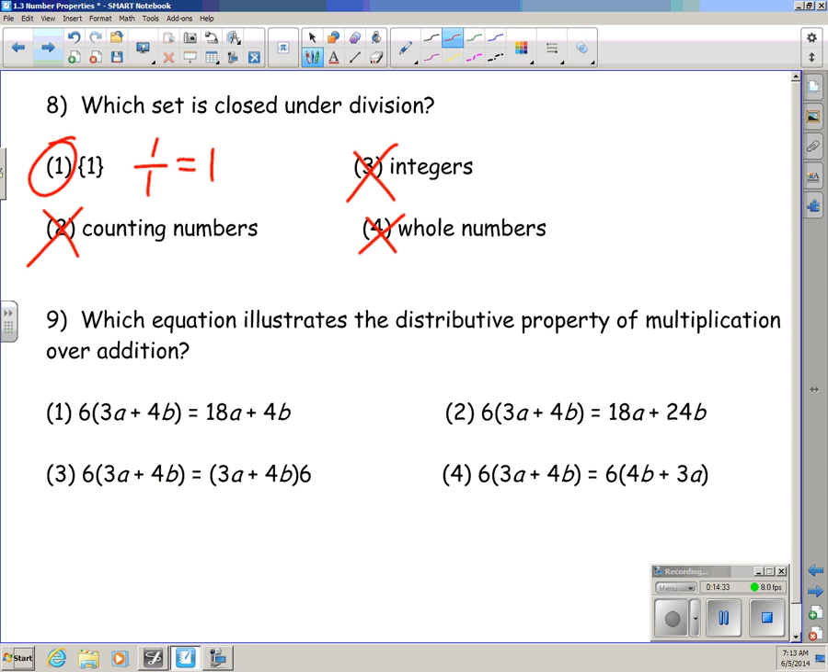9. Which equation illustrates the distributive property of multiplication over addition? Check your numbers. Correct answer should be 2.